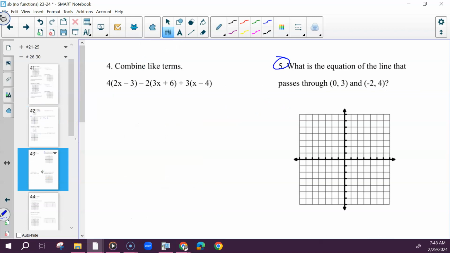Alright, number 5, if we plotted these 2 points, 0, 3 and -2, 4, since we're given a graph, I can find the slope and y-intercept from that. Slope would be -1/2. And I know my y-intercept is already 3. So my equation would be y equals -1/2 x plus 3. Questions, you look confused?